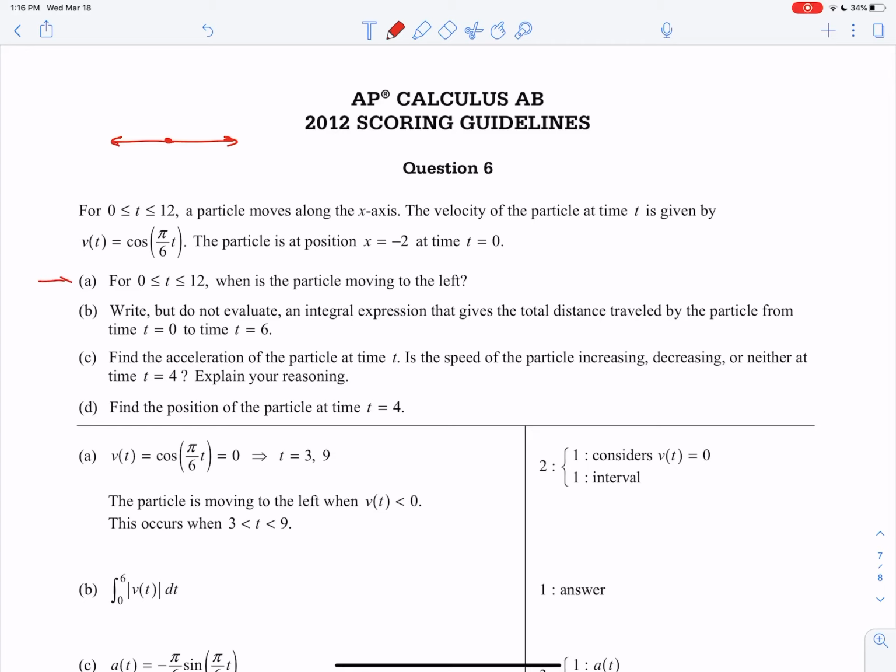Part A. When is the particle moving to the left? Okay, so a particle will move to the left when the derivative is negative. Derivative in this case is velocity. So what we want to do is make a sign chart. We want to set v of t equal to 0.